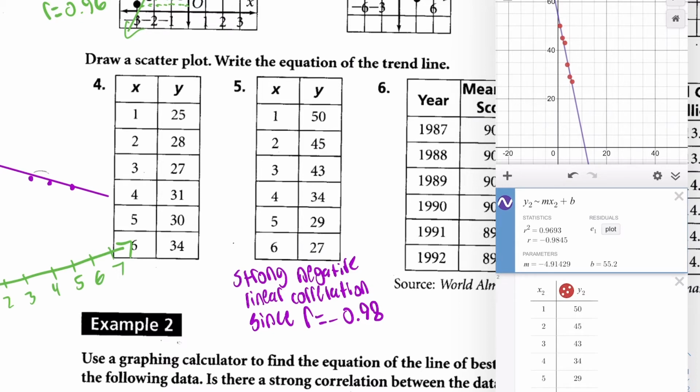And then the equation is y equals negative 4.91x plus our b, which is 55.2. And all I did is I just got those numbers from Desmos right there for m and b. It gave us the slope-intercept equation.